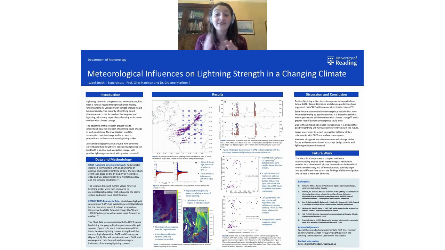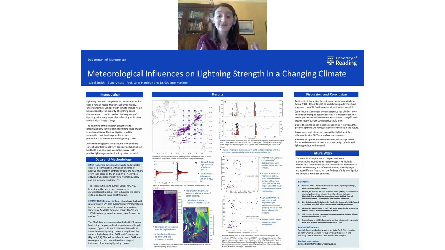And we also have an even stronger nonlinear relationship between the same hour convergence values and the 95th percentile positive current values. So positive lightning strikes seem to have a better nonlinear relationship. Despite some uncertainty, CAPE and surface convergence are likely to increase and develop in future climate scenarios.